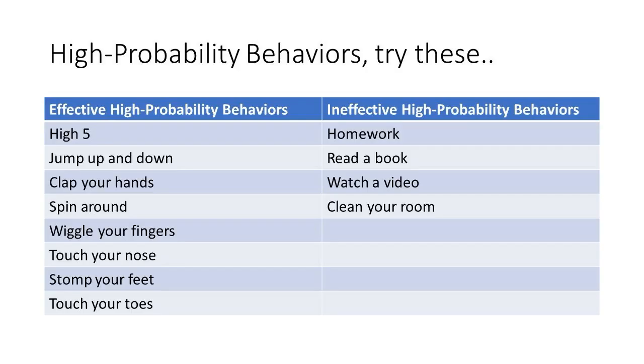Now, when it comes to behavioral momentum, we talk about it in terms of high probability behaviors, meaning things that a child easily will do that we can use and reinforce and build upon towards getting those low probability behaviors, right? So those things they don't want to do. We found over time, from good ABA research literature, that these are some effective high probability behaviors: a high five, jump up and down, clap your hands, spin around, wiggle your fingers, touch your nose, stomp your feet, touch your toes, right? The old Simon Says approach, without the Simon Says.